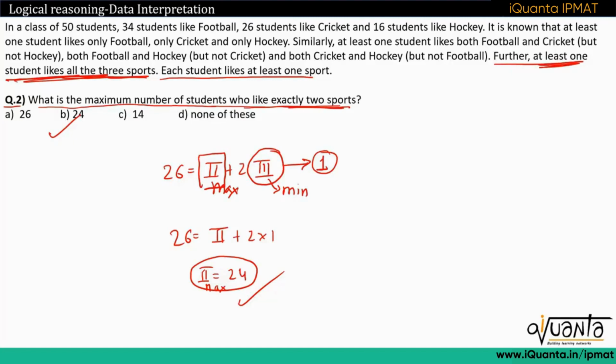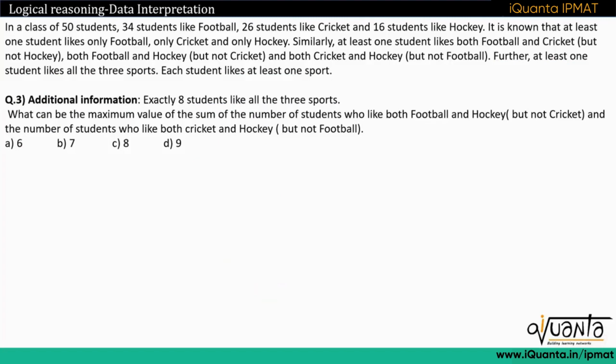Let us solve the next question now. The third question. In the third question we have been given some additional information: exactly 8 students like all 3 sports. So exactly 8 means we have to take the number of students who like all 3 sports as exactly 8. We cannot minimize or maximize it. So the question is, what can be the maximum value of the sum of the number of students who like both football and hockey but not cricket, and the number of students who like both cricket and hockey but not football?